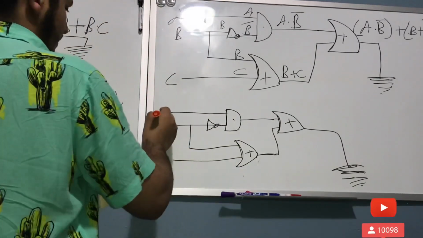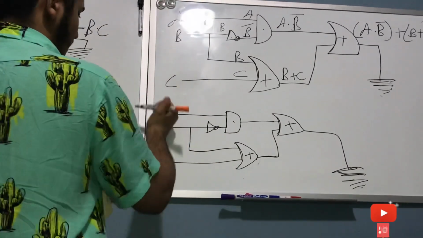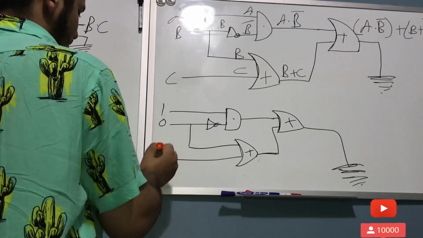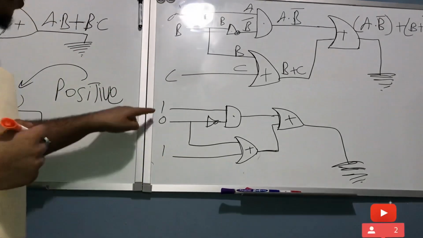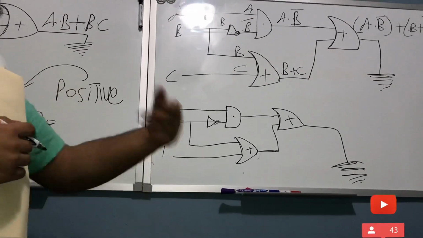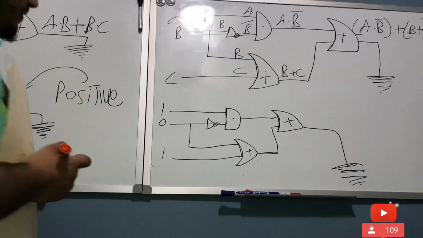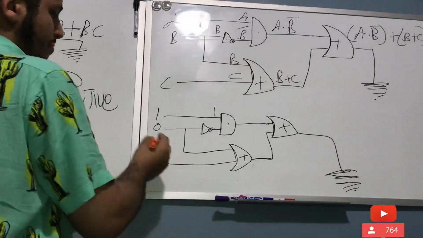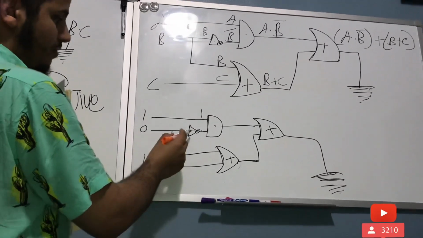Plus, let's put 1, 0, 1. I'm going to put 1, 0, 1. You pick any number you want to see how they operate. Actually, in here there will be 1, and this one in here is 0 converts.